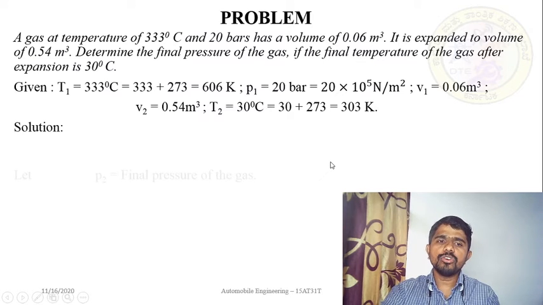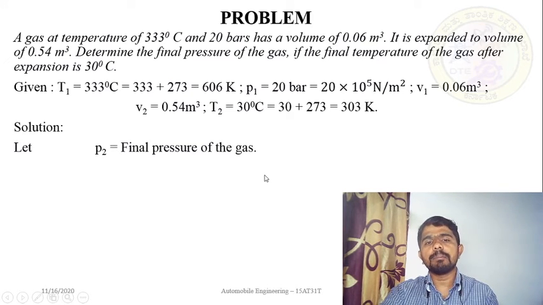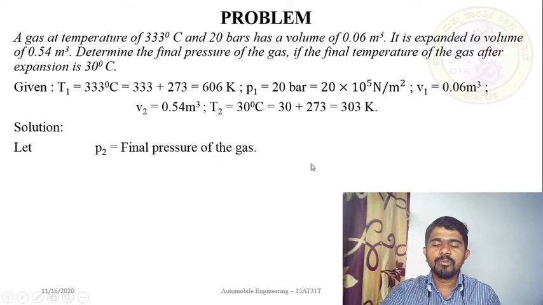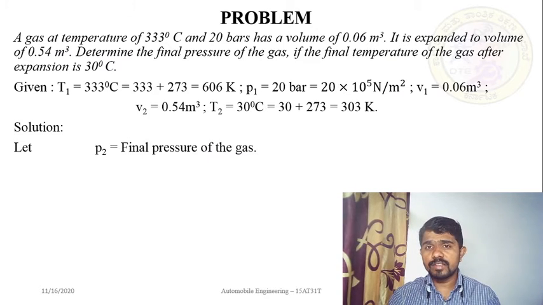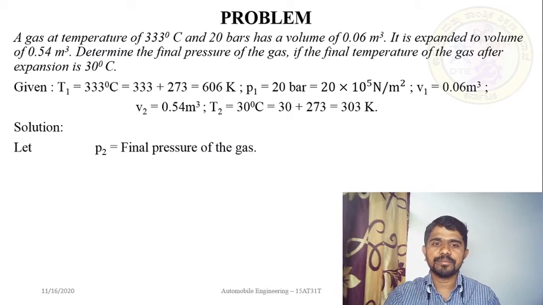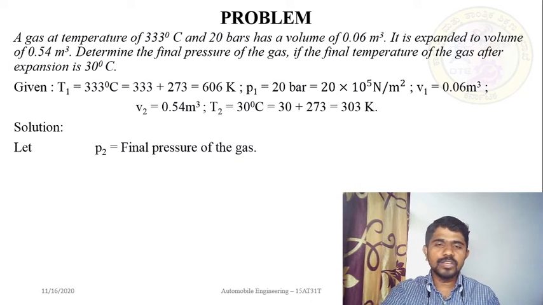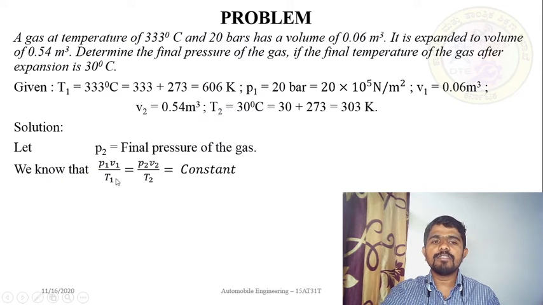Now the solution, what should you calculate? Let P2 be the final pressure of the gas. Now you know P1, T1, V1, V2 and T2. Which equation can you use? Normally we have three equations: the general gas equation, the characteristic gas equation and the universal gas constant relation. Out of which, we can use the general gas equation. What does the general gas equation say? P1 V1 by T1 is equal to P2 V2 by T2, that is equal to constant. So I can write P1 V1 by T1 is equal to P2 V2 by T2.